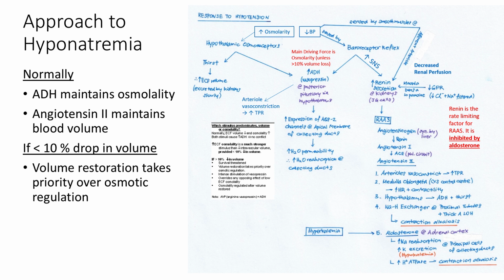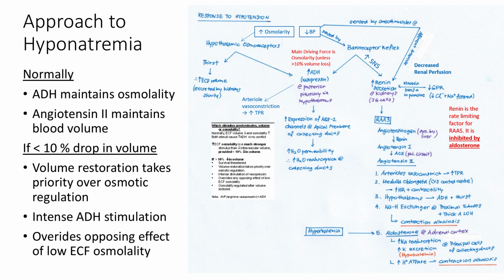then this is when volume restoration will take priority over osmotic regulation. Does it make sense? Because it doesn't matter whether or not I'm hyponatremic anymore. I just want to get enough volume restored so that I can preserve my cardiac output and circulatory function. So then you have intense ADH stimulation that overrides the opposing effect of the low ECF osmolarity. Is this picture very clear to you? Does everyone understand? The diagram on the right is just my hand-drawn diagram of the entire RAS ADH thing. You can continue looking at it.